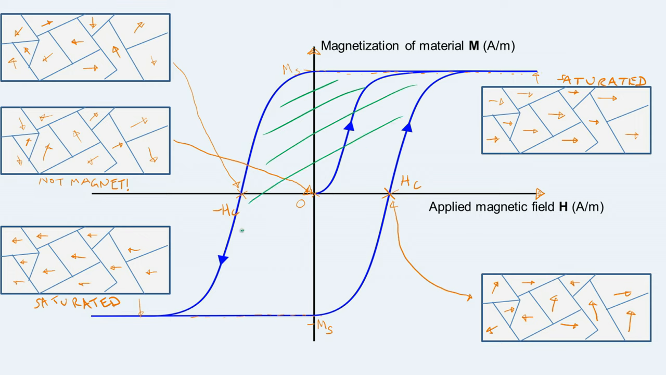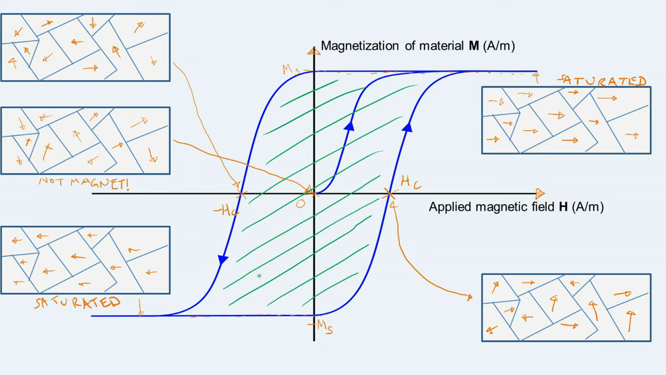The other key point I'll point out with this diagram, the area of this loop here is important. Materials which are known as magnetically hard materials have a wide hysteresis loop. This means that it takes a lot of energy to magnetize the material and then to remove that magnetization from it. This makes them really good for things like magnetic recording media and, of course, permanent magnets, because it's difficult to realign those domains and to change the magnetic properties.